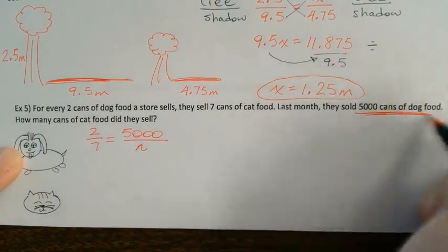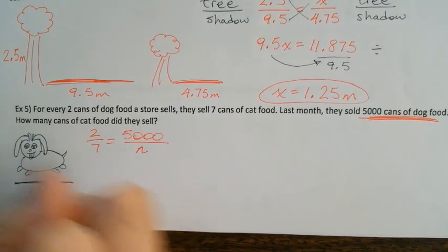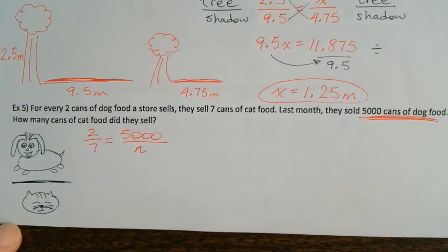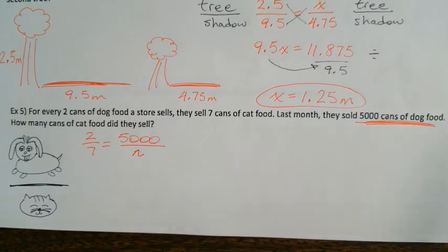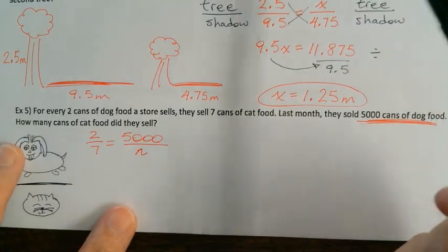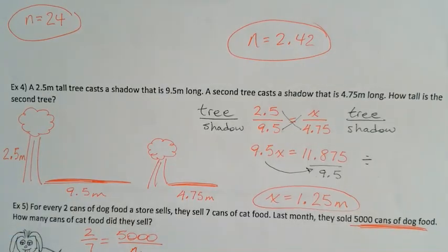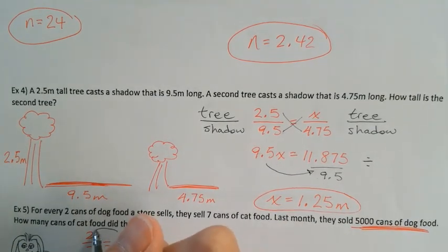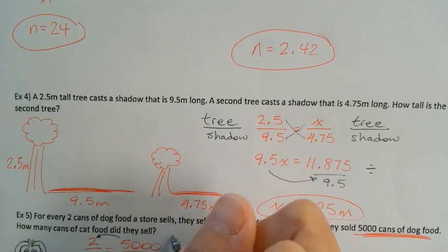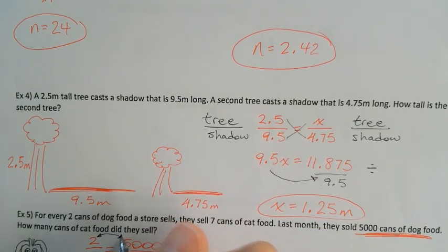Yeah, so 5,000 dog food. That's why I drew the picture. See, it wasn't just for no purpose. Dog over cat. Dog over cat. Okay. So, which method did you use? Did you use the first method or second method? First method. Okay. What did you do? I divided 5,000 by 2. And you got 2,500. Okay. Times it by 7. 2,500 times 7. Yeah. That's your answer.